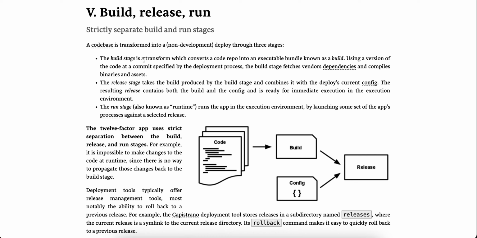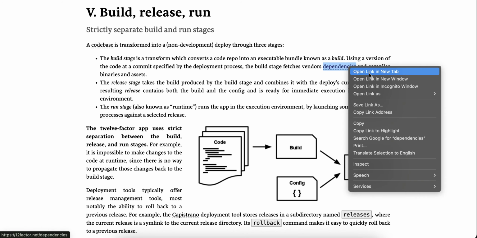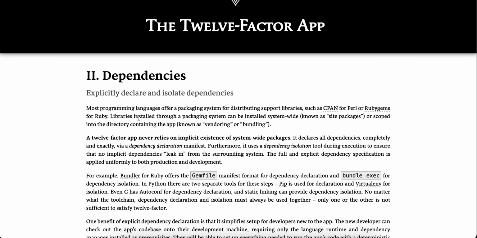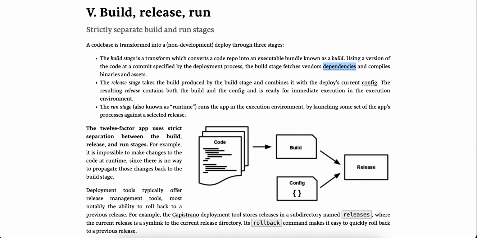Using a version of the code at a commit specified by the deployment process, the build stage fetches the vendor dependencies and compiles binaries and assets. So dependencies is something that we have already covered in the previous videos, where for your service, what you essentially do is you explicitly declare and isolate dependencies. All right, going back to build, release, and run. So build stage essentially is a transform which converts your repo into an executable build.